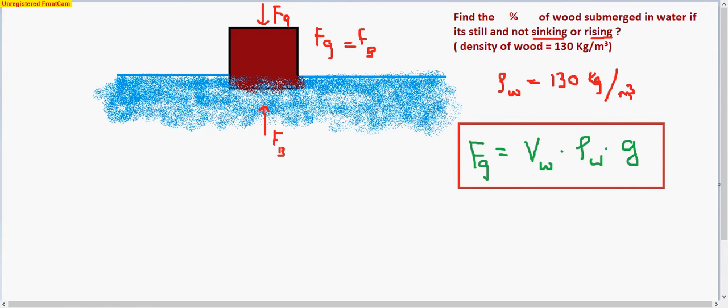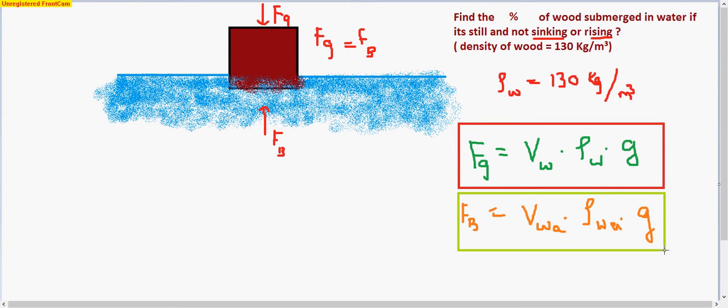Then what is Fb? The buoyant force. We'll have the same equation, but it will be the volume of water. I'll write it as Vwa into the density of water, Vwa into the gravitational constant, right? Now that is the buoyant force.